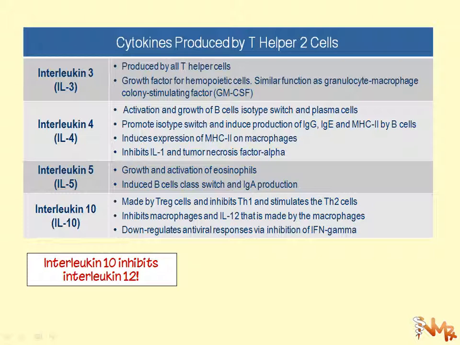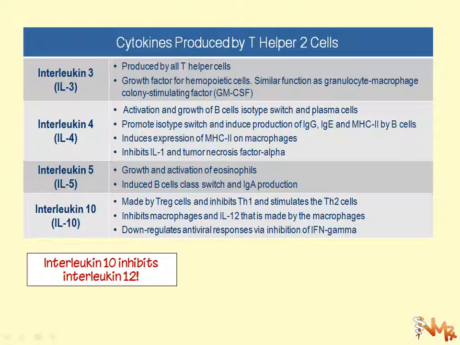Interleukin-10 is made by Treg cells, inhibits Th1 and stimulates Th2 cells. It inhibits macrophages, and interleukin-12 that is made by the macrophages. It downregulates antiviral responses via inhibition of interferon gamma.